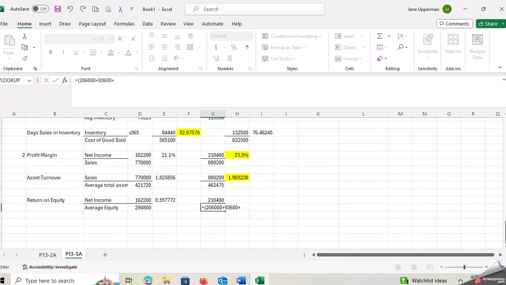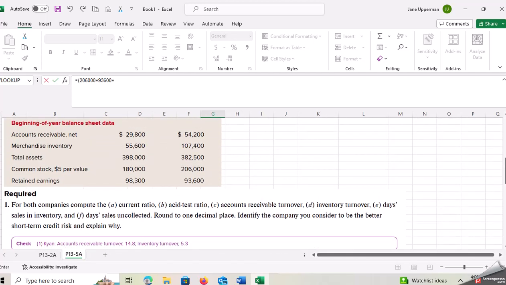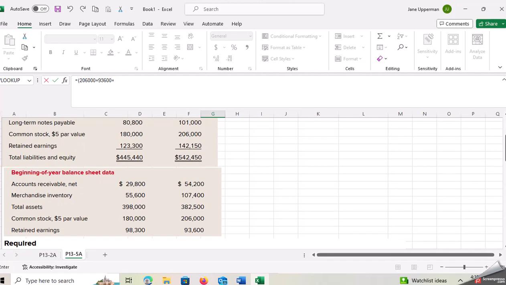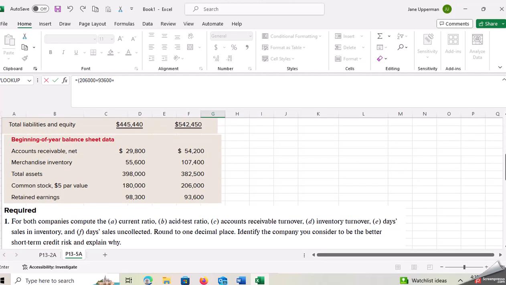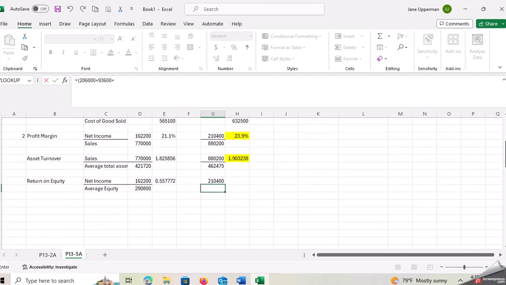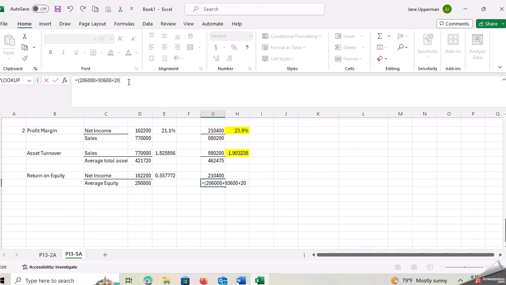And then we're going to add the beginning balances, which again are in that box down below. So then 206,000, is it the same? No, the retained earnings, the 206,000 is the same, but the retained earnings, oh no, I grabbed the, okay, sorry, go back up to the beginning. So it's 206,000 plus the 142,150. So the common stock didn't change, but obviously the retained earnings did. Okay, so add those all together, and again divide by 2 to get to the average.